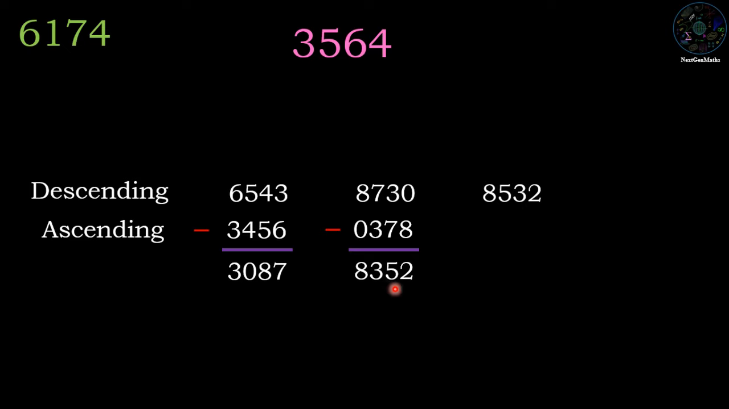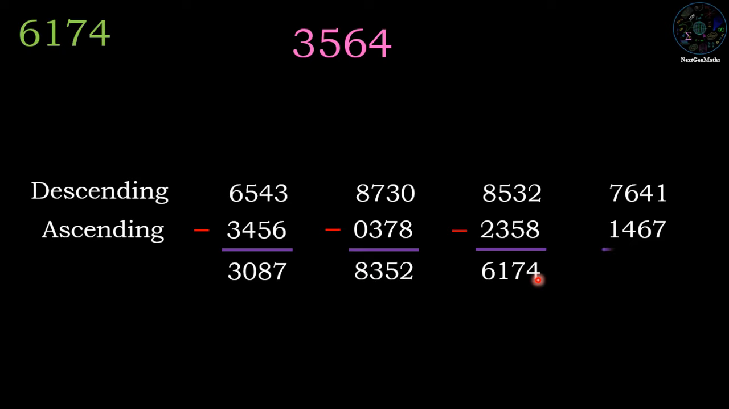We have 8532 minus 2358, 6174. Now for the next step, 7641 minus 1467, and we will have 6174. So this way, this 3564 reaches 6174.